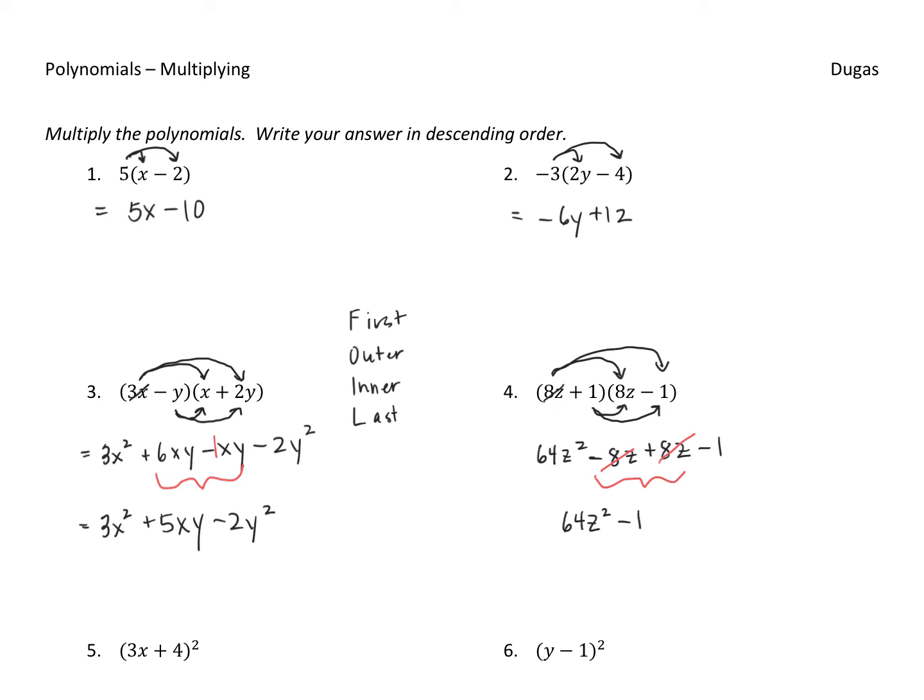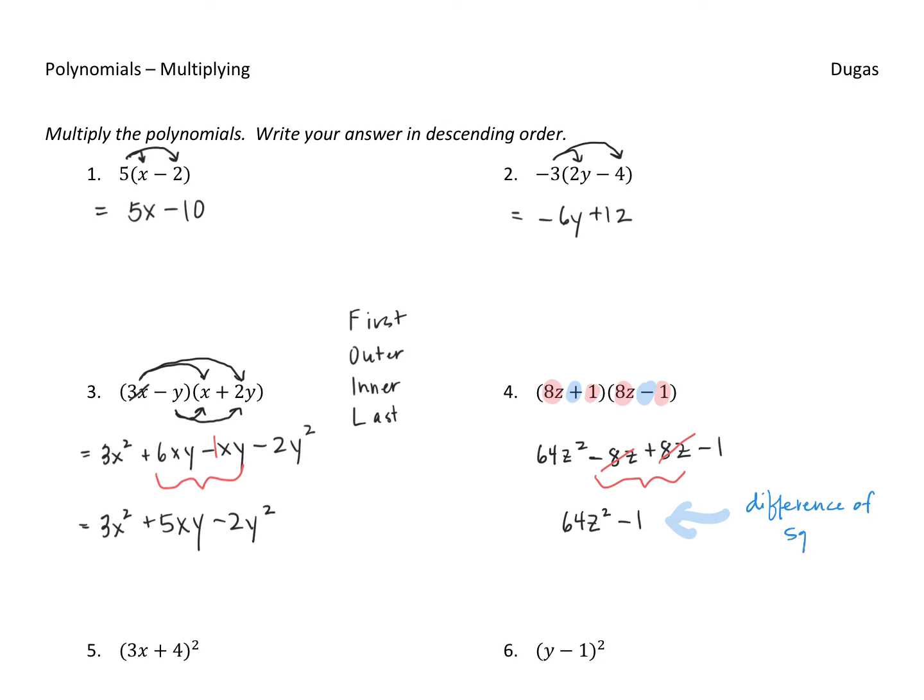So if you have the same factor, let me erase these arrows and drawings here. Notice they're really the same, right? 8z is the same and 1 is the same. The only difference is the signs are different. So when you have the product, that's called a difference of squares.